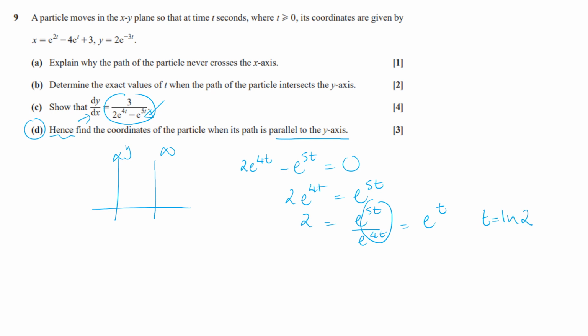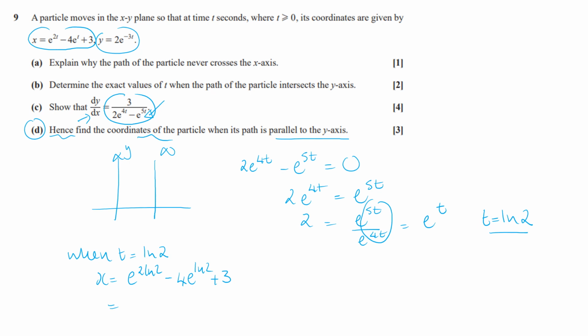Now it's after the coordinates. We found that when t is equal to ln of 2, that's going to happen, but we'll have to put it back into our x and y equations. So when t is equal to the ln of 2, x is going to equal e to the 2 ln of 2 minus 4 e to the ln of 2 plus 3.